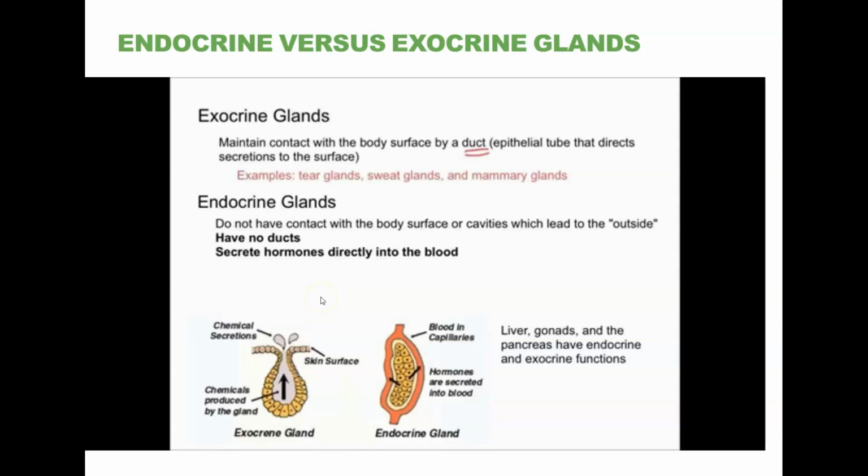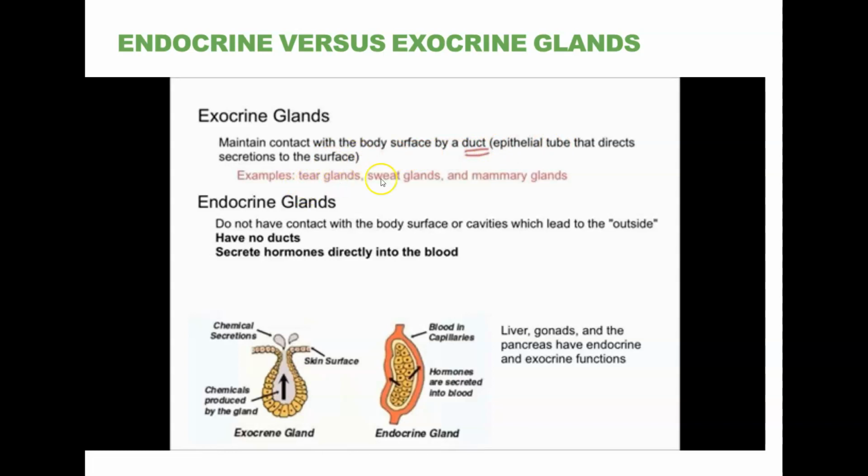All right, some other terminology. Glands. When we talk about glands in the body, we generally can distinguish between two types: exocrine glands and endocrine glands. So we'll get exocrine out of the way first. That's a gland that leads to a body surface via a duct, a tube, that directs those secretions to a surface somewhere.